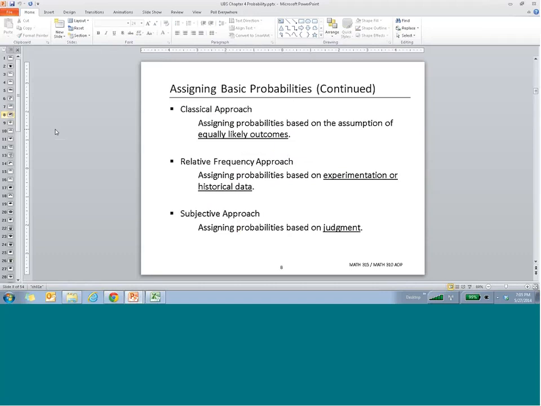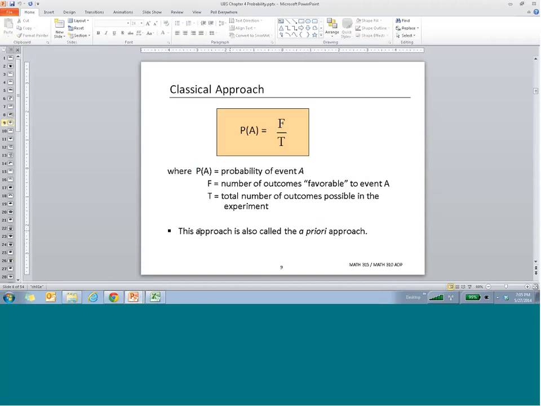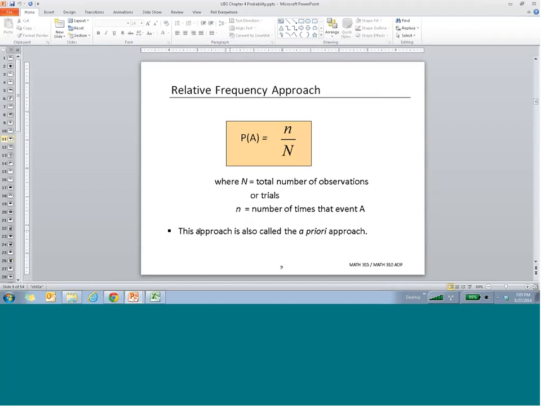So there are three different ways of looking at it. Classically, it's just, is it going to happen? Assuming that they're equally likely, it could be this or this or this. Relative frequency is, if I did it 100 times, 40 times it would be this, 30 times it would be this, which would leave 30 more for the third option. So it would be 40 out of 100, 30 out of 100. That's the relative frequency. And then essentially assigning probabilities based on judgment is called guessing. So don't do that. So again, this is the breakdown of the classical approach.